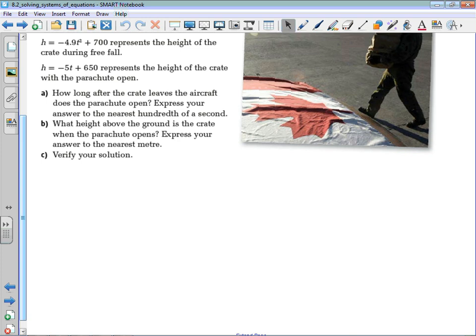I'm not going to get too much into the physics, but basically it's the idea that during free fall, you're accelerating, and then when the parachute is open, eventually you start falling at a constant rate. So what we're really doing in this question, and those classic word problems make it seem like we're doing much more than we actually are, is trying to solve this system of equations.